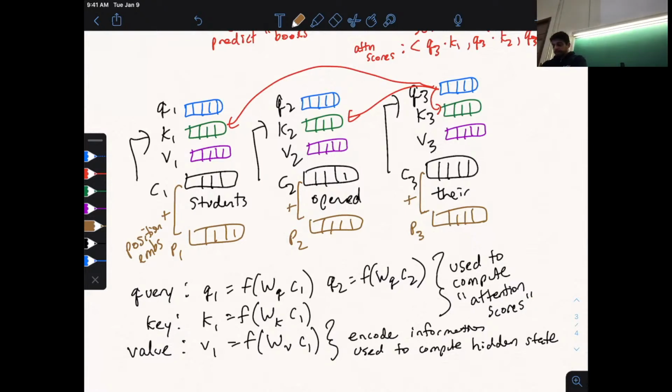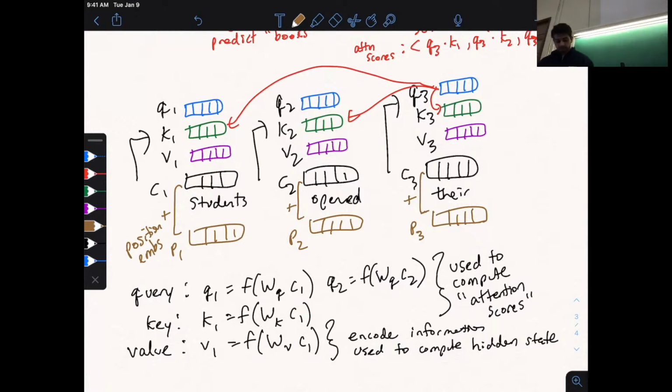So again, position embeddings can be learned, but they can also be set to hard-coded functions. But if we're learning them, then we learn P1, P2, P3, as well as C1, C2, C3. Because imagine students can occur at the first position or the second position or the 50th position, right? So we don't want to learn an embedding for students at the 50th position. We want to learn an embedding for students such that, regardless of position, we can just add a position embedding to it and the model will know how to treat it.